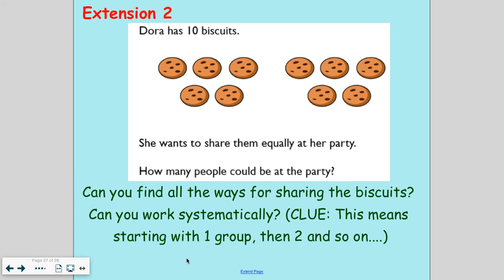This means start with one group. If you only have one group, how many biscuits would go in there to use up all 10? Then, what if you had 2 groups? Can you share 10 into 2 groups? Then you could continue to see if you can share it into 3 groups, 4 groups, 5 groups, and so on. I wonder what you might find out.